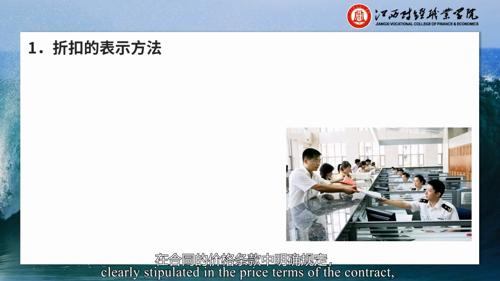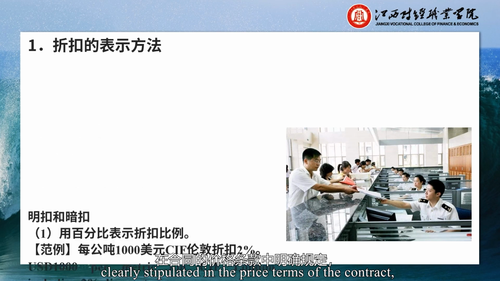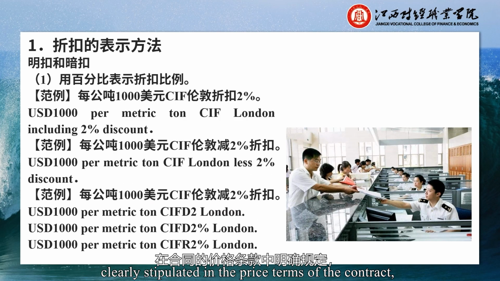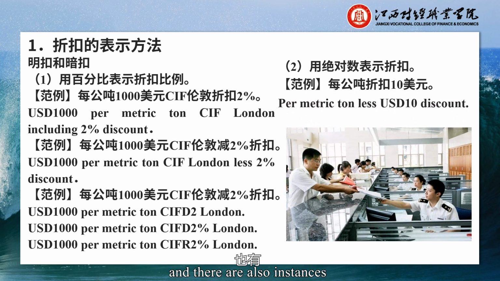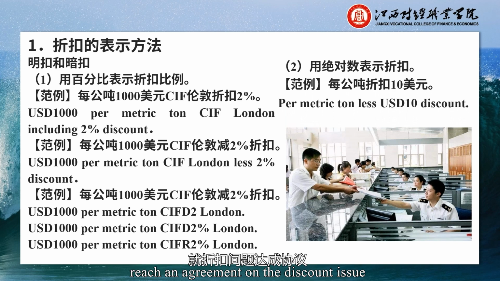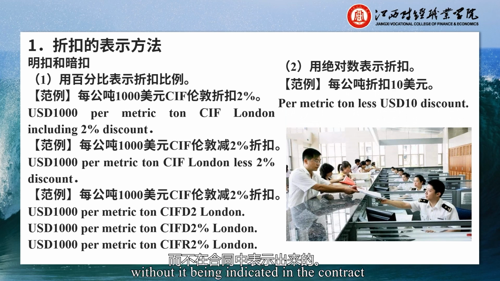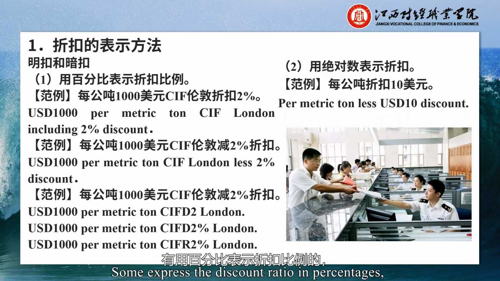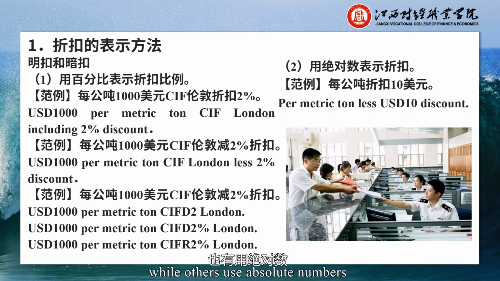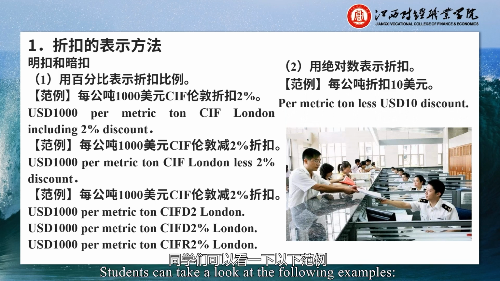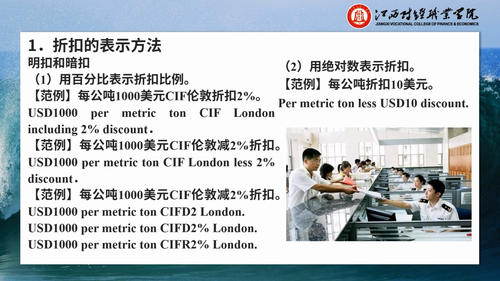Discounts are generally clearly stipulated in the price terms of the contract, and there are also instances where both parties privately reach an agreement on the discount issue without it being indicated in the contract. Some express the discount ratio in percentages, while others use absolute numbers to represent the discount. Students can take a look at the following examples.